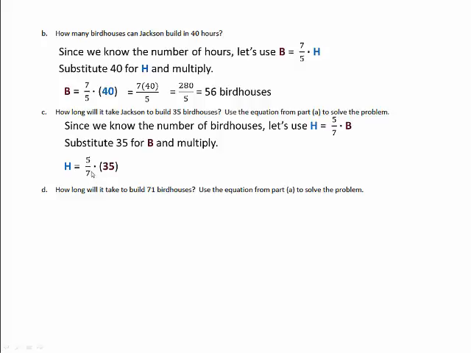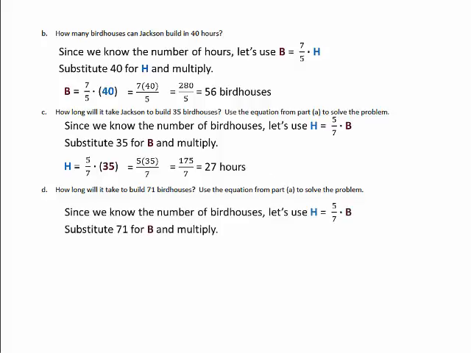h equals 5/7 times 35, which is 5 times 35 divided by 7, which is 175 divided by 7, which gives us 25 hours. Part D asks, how long will it take to build 71 birdhouses? If we use the same equation, we can just substitute 71 for b and multiply.